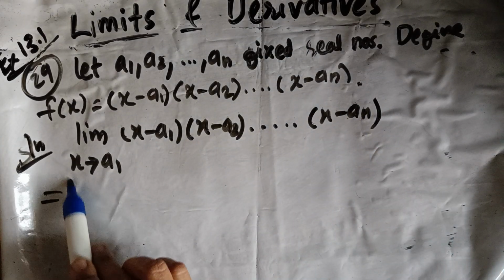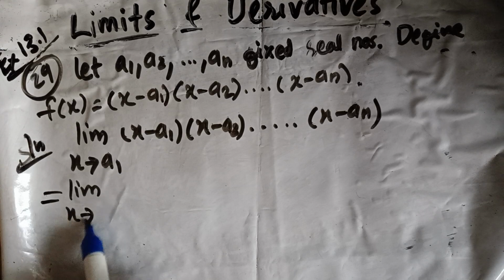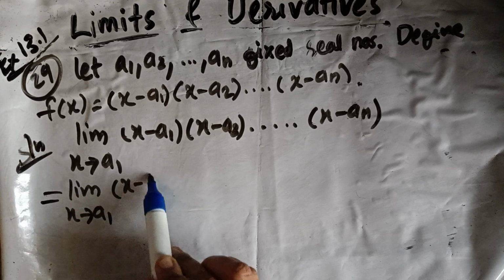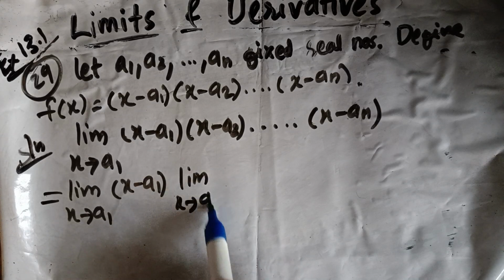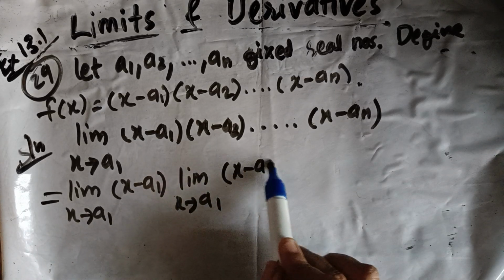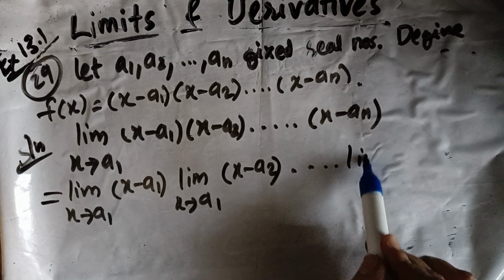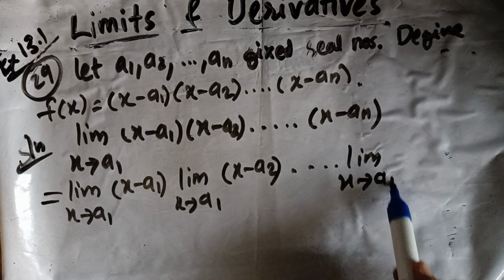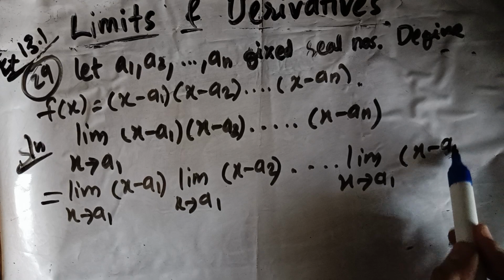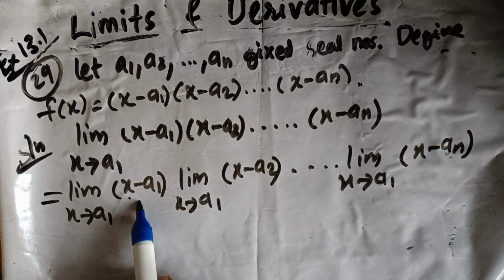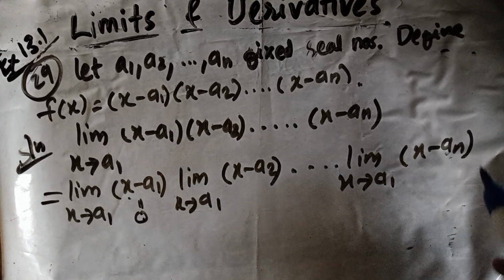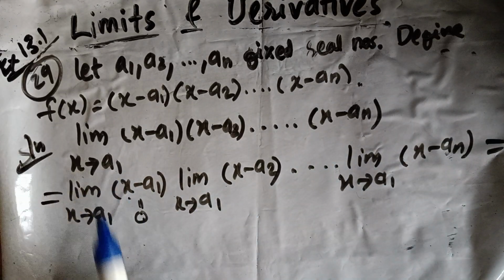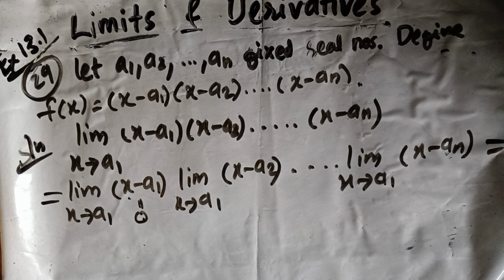Okay, so this becomes, for each one... So now it is obvious that when you substitute a1 here, this term is 0. So 0 into this whole term becomes 0. So our limit as x tends to a1 is 0.